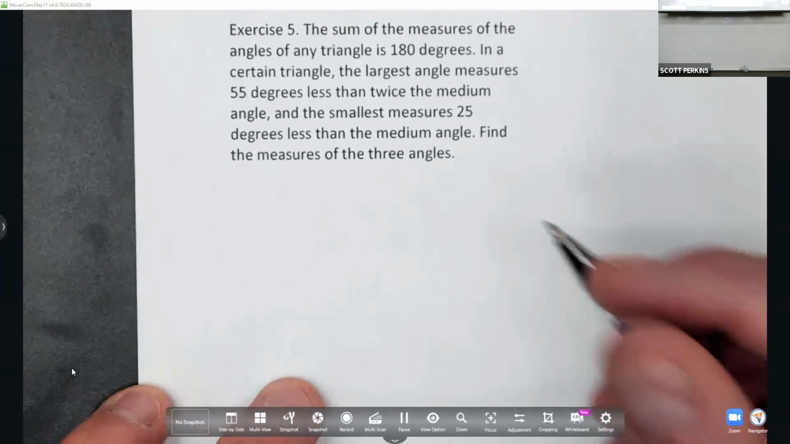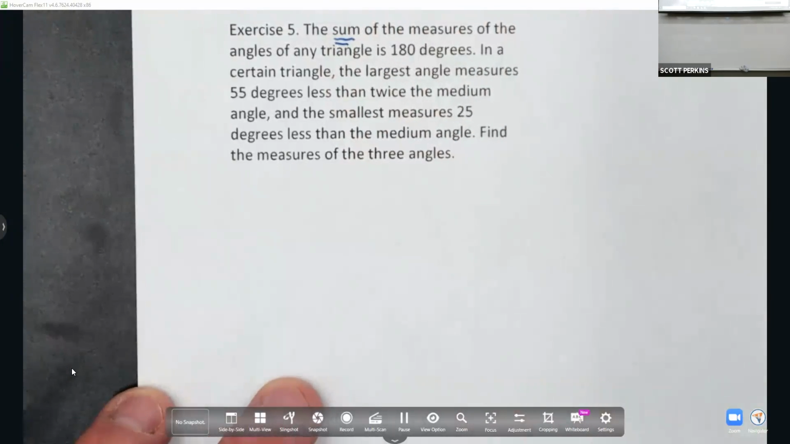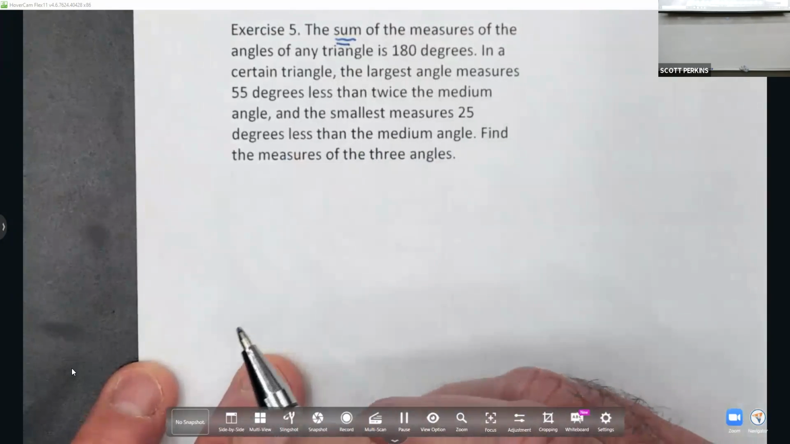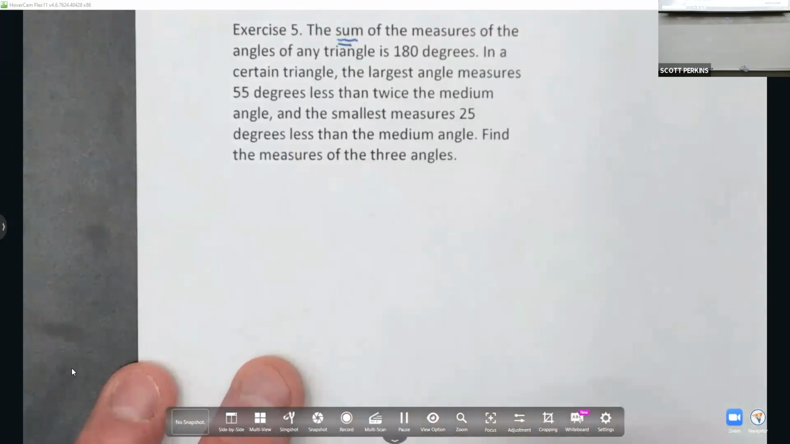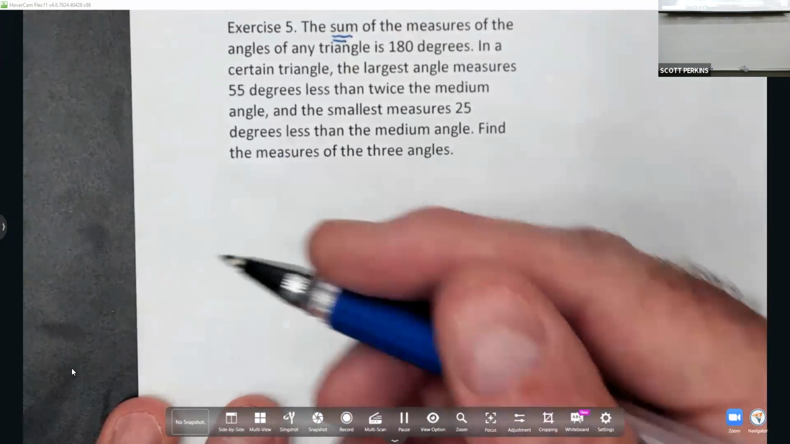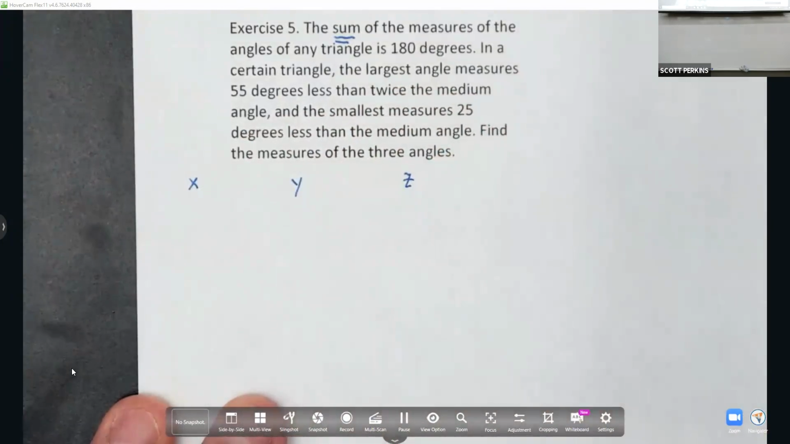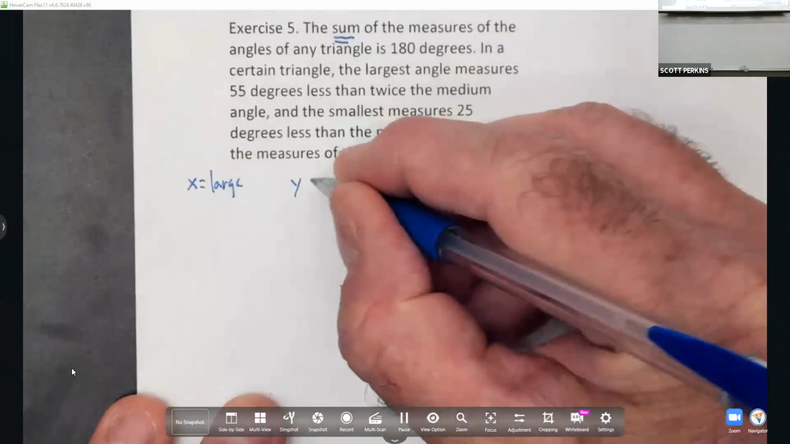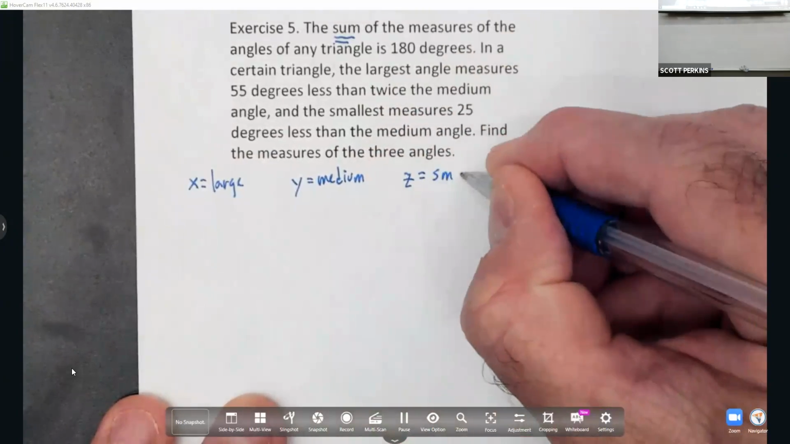Right, so the first sentence starts with the word sum, S-U-M. What's the word sum mean? Same thing as total. Okay, so it says the sum of the measures of the angles of any triangle is 180 degrees. Then we go on and we learn that there's going to be a large and a medium and a small angle to this triangle. So again, I'm an XYZ kind of guy. Whatever letters you use, it absolutely does not matter. I'm going to let X be the large, Y be the medium, and Z be the small.